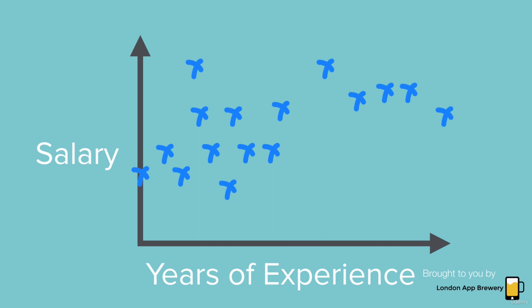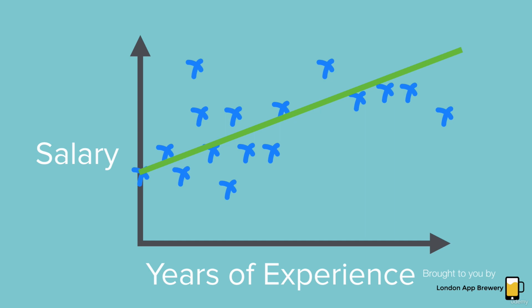Now, if I told you to try and draw a line through all the data that best fits this particular data set, you might be able to do it quite easily. And similarly, this is what we want our regression model to do. We want it to draw a line through the data that best fits this particular data set.